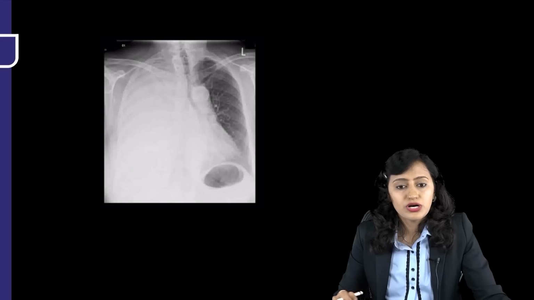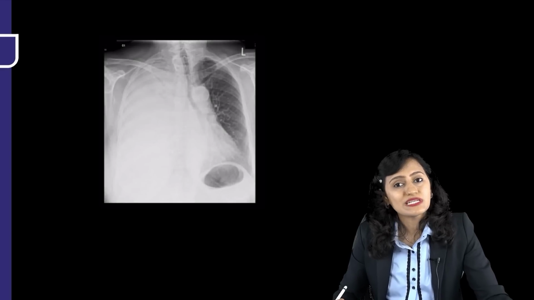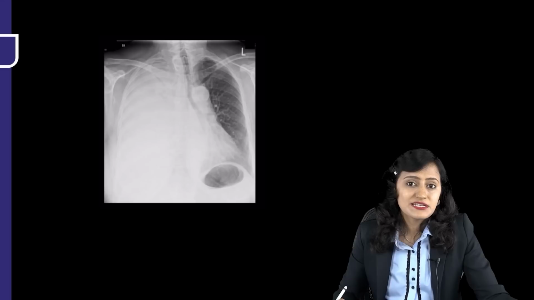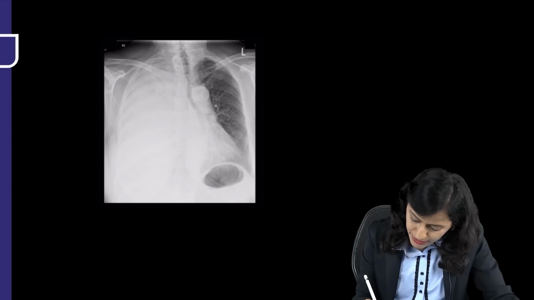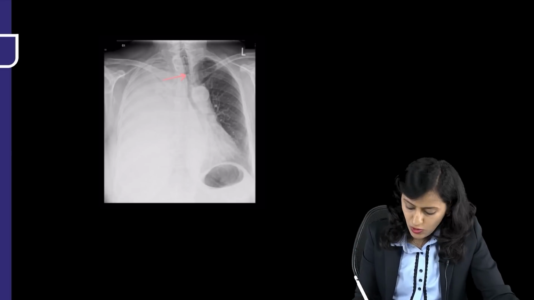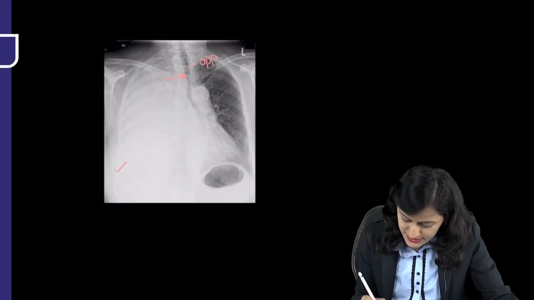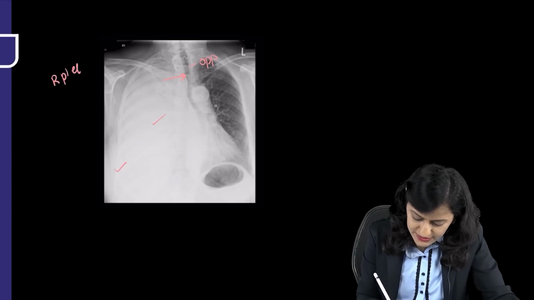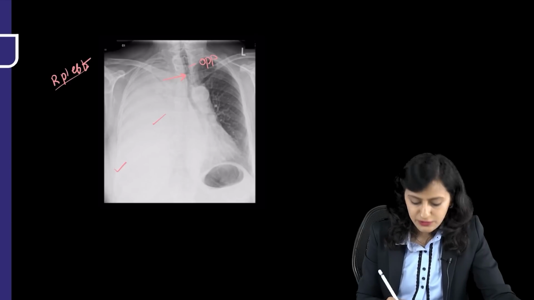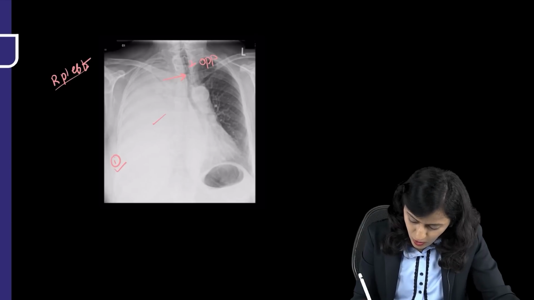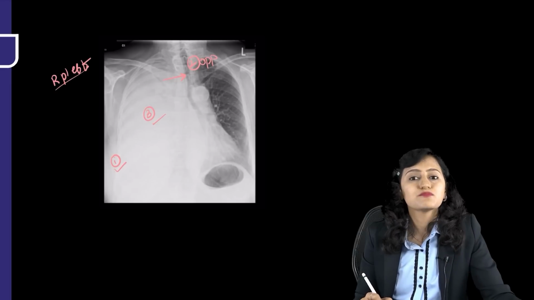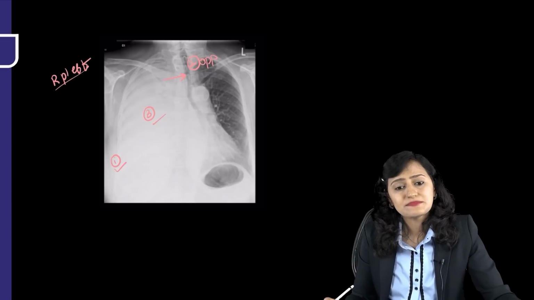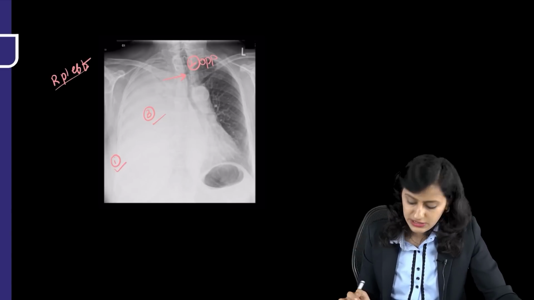Now, going on to the next one. What do you think is the cause of the whiteout hemithorax in this patient? The right side: consolidation, collapse, or pleural effusion? Because the trachea is shifted to the opposite side, there is blunting, and there is no air bronchogram sign. All of this tells you that this is right pleural effusion. There is blunting, opposite shift, no air bronchogram sign. So this is right pleural effusion.